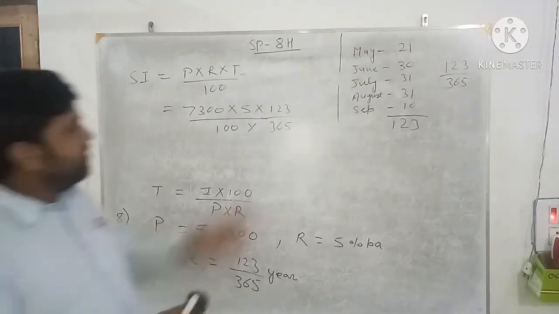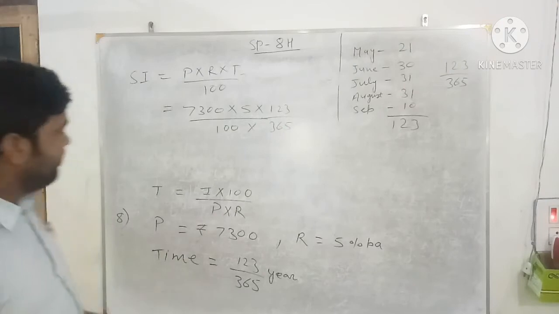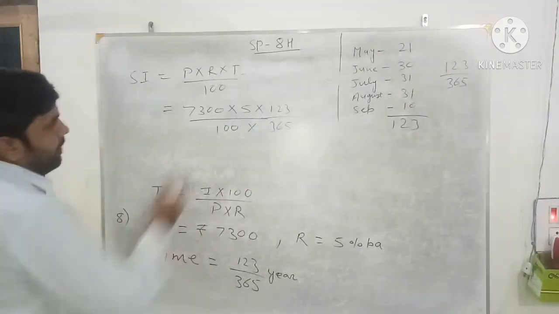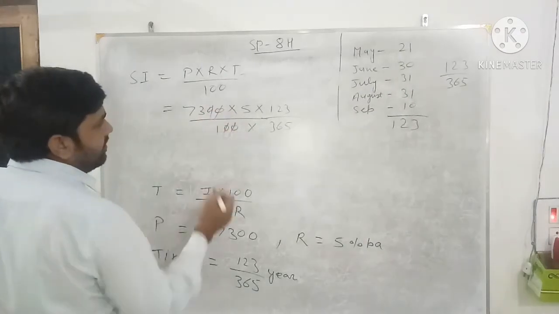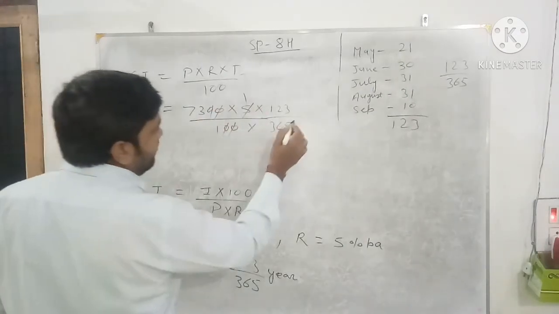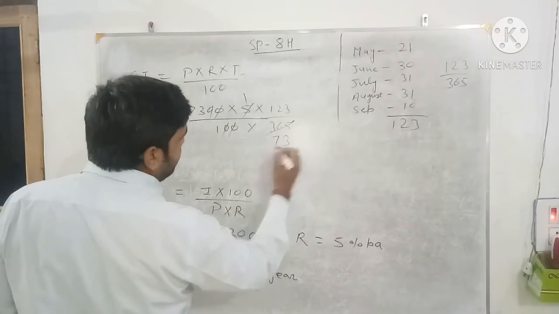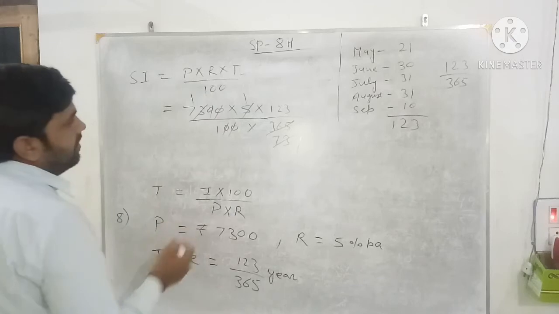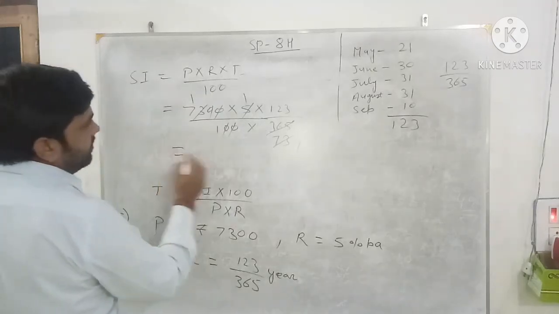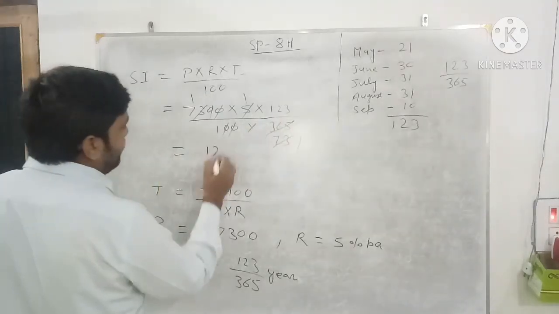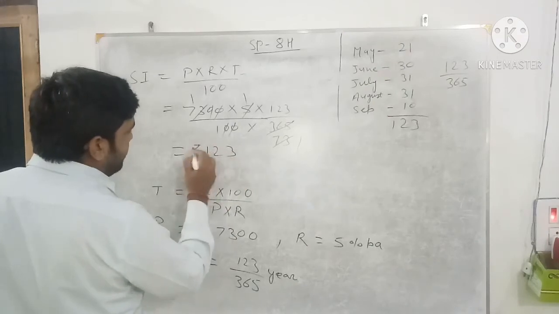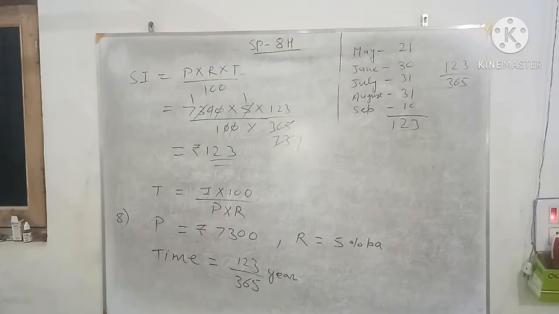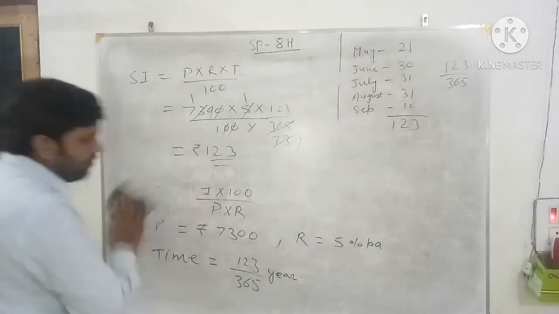This time is 123 upon 365, so the denominator comes down. Now both zeros are cancelled. 5 ones are 5, 5 sevens are 35, 15 5 3 are 15. Now 73 ones are 73, and this is cancelled. What you get is the remaining 123. So the simple interest is rupees 123. You will get this in question number 8.